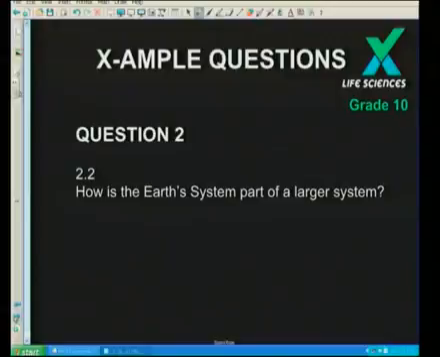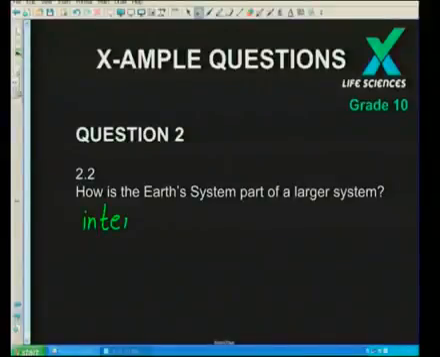All right. How is the Earth system part of a larger system? Now remember, the Earth system works, everything on this Earth works together. All those things we mentioned in the previous question are the lithosphere, the hydrosphere, the atmosphere. All the living organisms interact together. All right, so we're going to say that there's an interconnection. That word is important. Interconnection between the Earth's system.